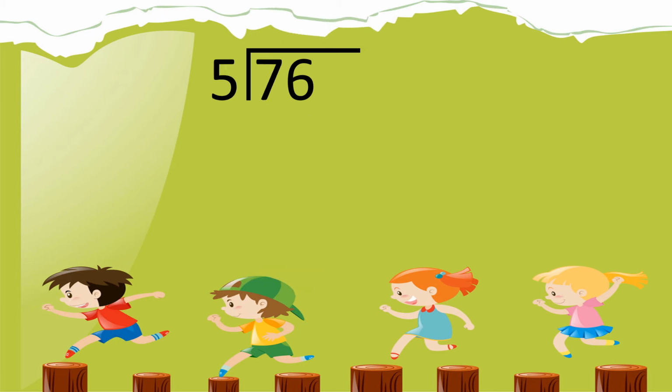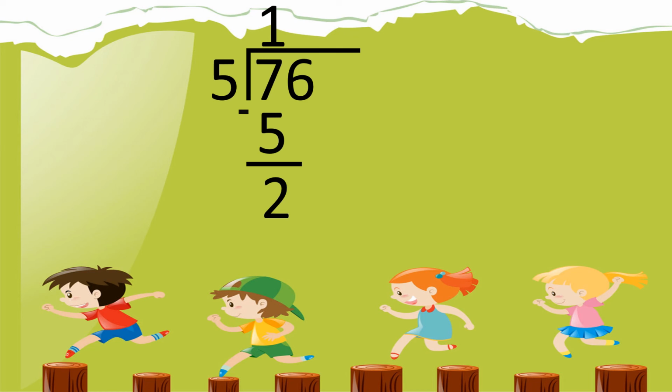Here's another question. 76 divided by 5. First, as always, we find out how many times 5 goes into 7. 5 goes into 7 once, so we put a 1 on top of the 7. Next, we do 5 times 1. 5 times 1 gives us 5, so we put a 5 underneath the 7. Then we subtract 5 from 7. That gives us 2.